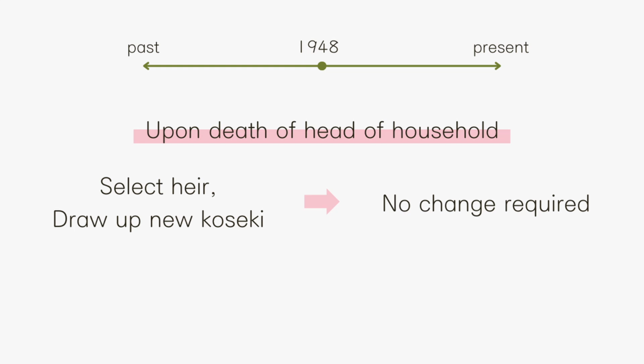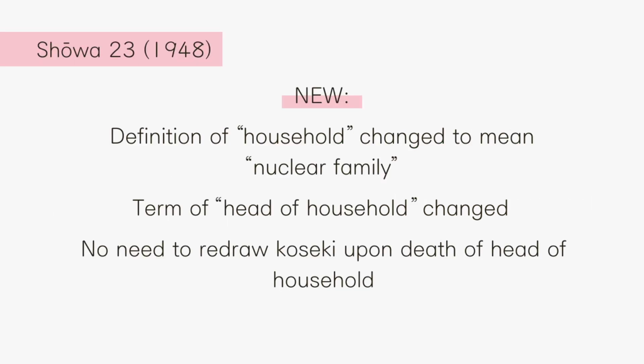Another change that was implemented was the requirement that a new Koseki had to be drawn up when the head of a household died. Up until this point, when the head of the household passed away, a new one would be selected and the Koseki would be redrawn with the new head of the household. Starting in the Showa Year 23 style of Koseki, they no longer had to be rewritten, and a Koseki could simply have a head of the household who had passed away. This is the Koseki system that we still use today.